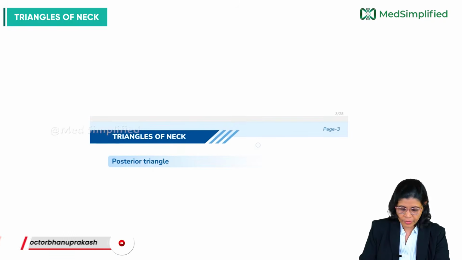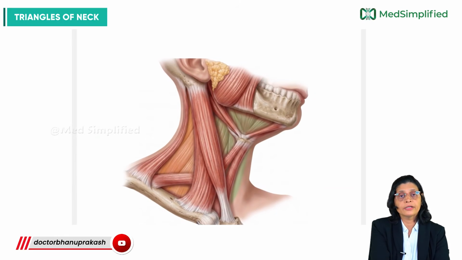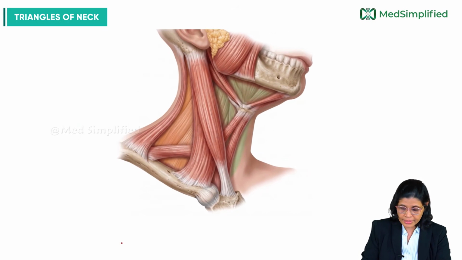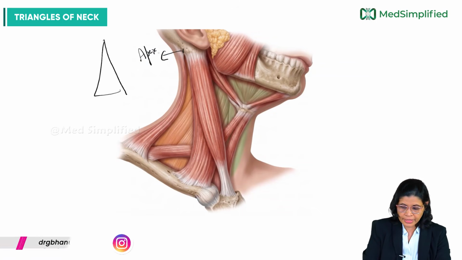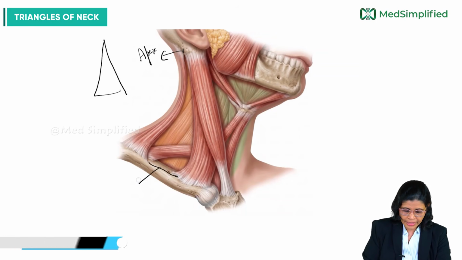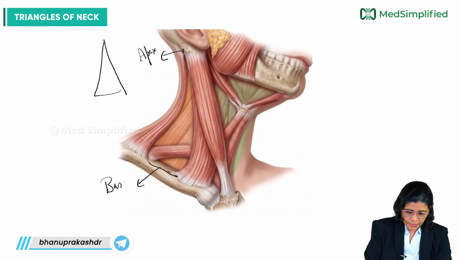The posterior triangle is basically a triangular space on the side of the neck behind the sternocleidomastoid. When we say a triangle, it will have an apex, a base and two sides. This is the apex, which is directed towards the mastoid process. The base is downwards, which is formed by the middle third of the clavicle.